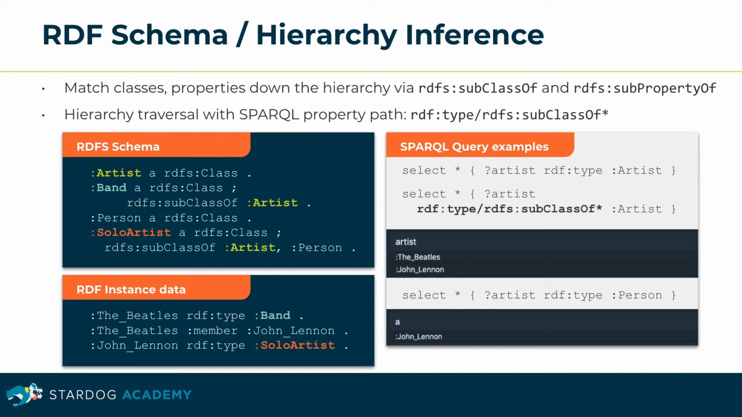In this example, the class artist comprises a person or group of people creating and performing music. The query for artists will retrieve instances of any of its subclasses. The class solo artist is an intersection of the classes artist and person to distinguish this kind of artist from a band. Thanks to hierarchy inference, the solo artist John Lennon will likewise be identified as a person.